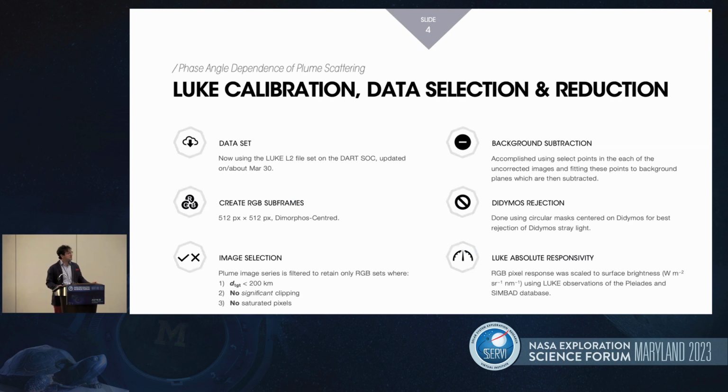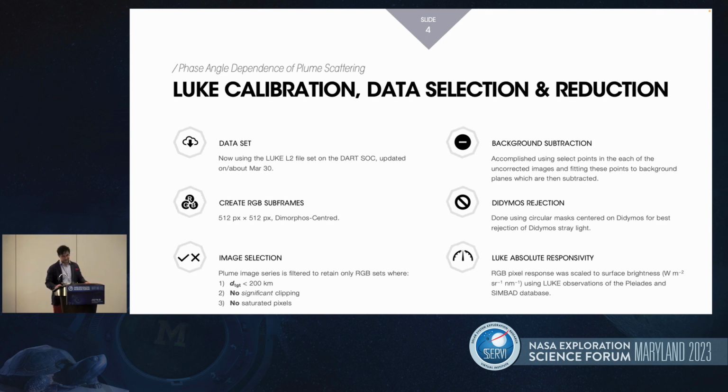So we start off by creating RGB subframes, 512 by 512 pixels, with Dimorphos centered. We then select images that meet certain criteria: distance to the target asteroid less than 200 kilometers, no significant clipping, no saturated pixels. Background subtraction is done by fitting to points around the target and then fitting those to a background plane. And then stray light is dealt with by masking Didymos, because that's the main source of stray light. And then to work out the responsivity and convert those numbers from the LICIACube data into radiances, we use the Pleiades as a calibration source.